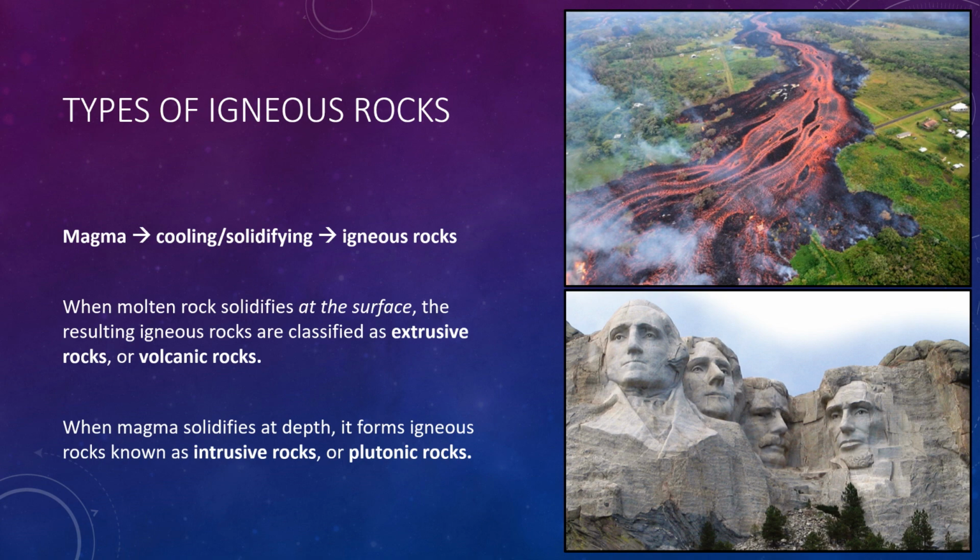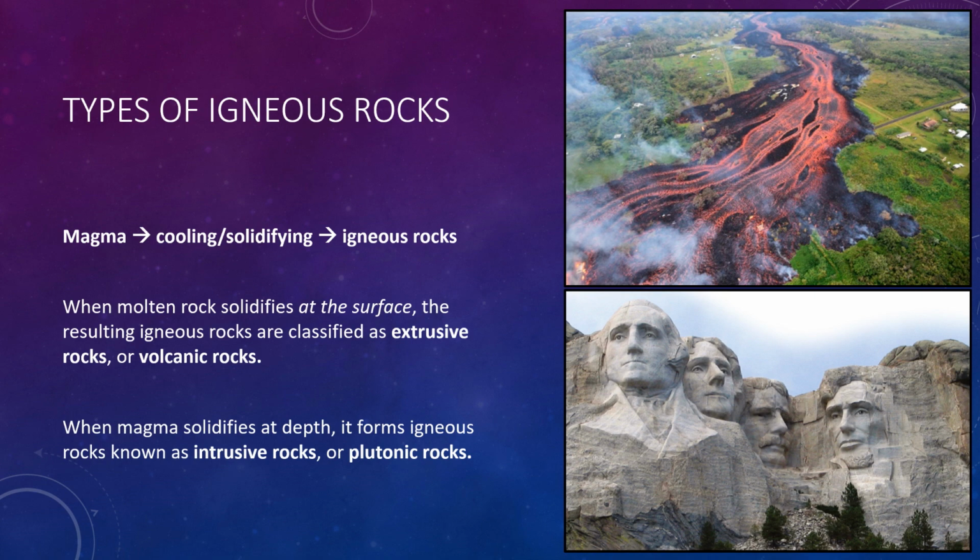Molten rock may solidify at depth, or it may solidify on Earth's surface. When molten rock solidifies at the surface, the resulting igneous rocks are classified as extrusive, or volcanic rocks, after the Roman fire god Vulcan. Extrusive igneous rocks are abundant in western portions of the Americas, including the volcanic cones of the Cascade Range and the extensive lava flows of the Columbia Plateau. In addition, many oceanic islands, including the Hawaiian Islands, are composed almost entirely of volcanic igneous rock.